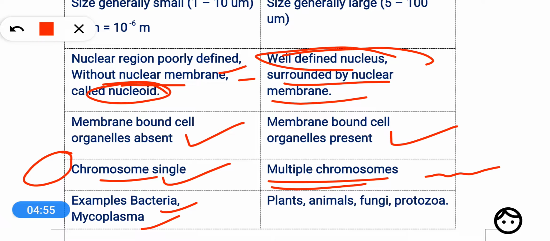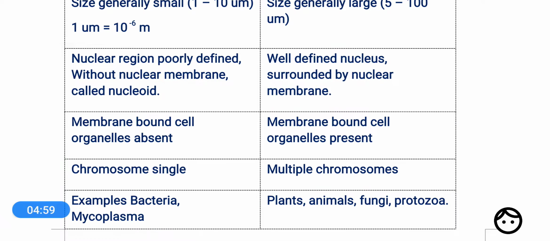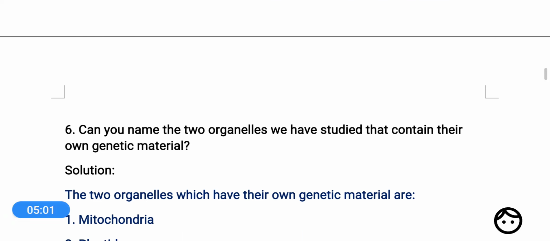Examples are bacteria and mycoplasma, and plants, animal, fungi, and protozoa. These are the examples of eukaryotic organisms which have eukaryotic cells.